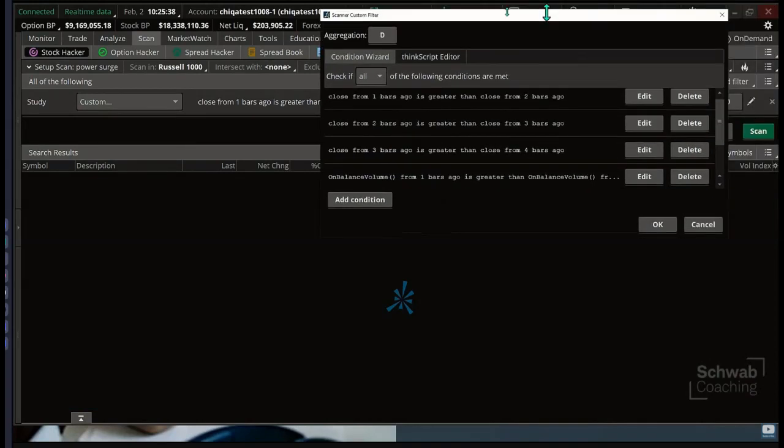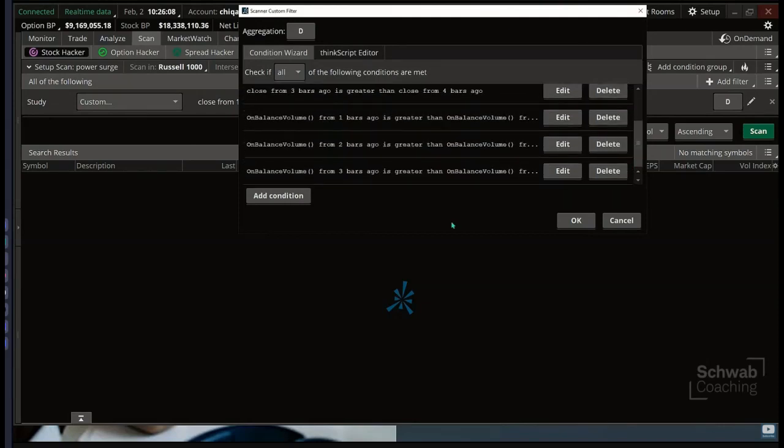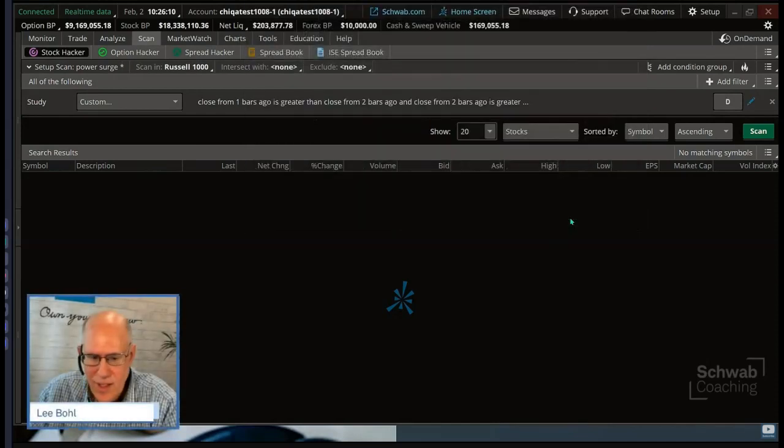Okay, so I want to show you this one. I call it power surge. What it does is it shows the stock is going up, and we did that exactly the way I showed you. I said the close from 1 bar ago is greater than the close from 2 bars ago, the close from 2 bars ago is greater than the close from 3 bars ago, and the close from 3 bars ago is greater than 4 bars ago. And then on-balance volume yesterday is greater than on-balance volume the day before, and we did exactly what I said in there. So now we can see if we get anything on this.